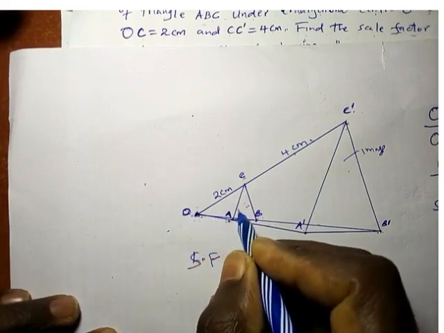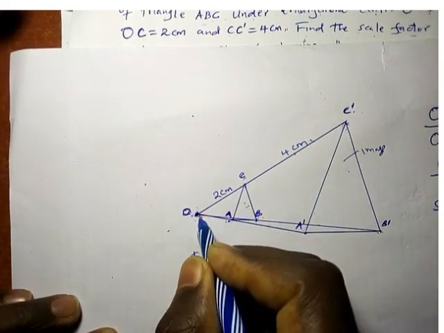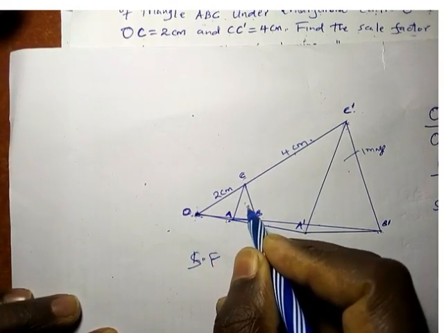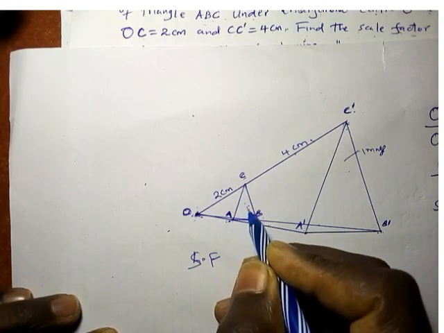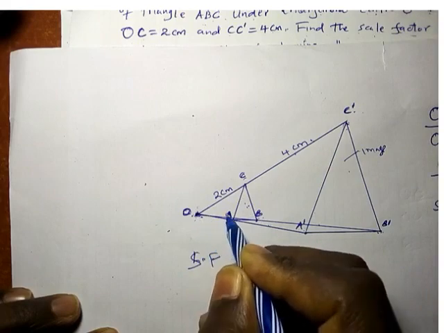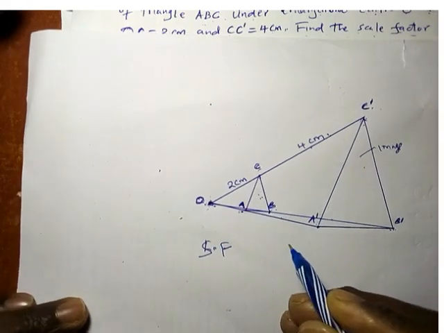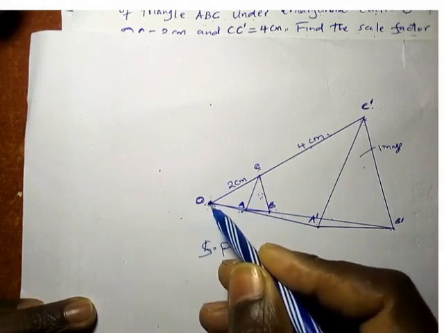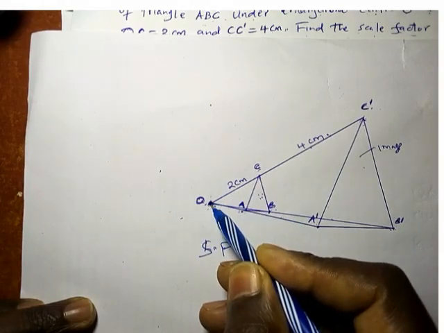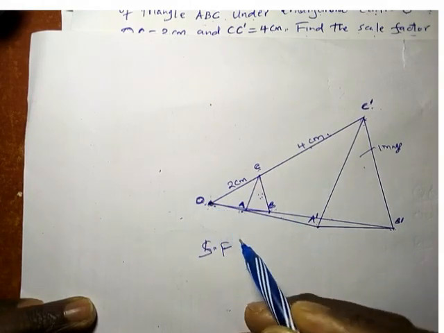But when the image of this object is on this side, if we draw this one, we extend these lines this way, the image and the object, the scale factor is going to be negative. Therefore, if the image is on the opposite side of the center, then the scale factor is negative.